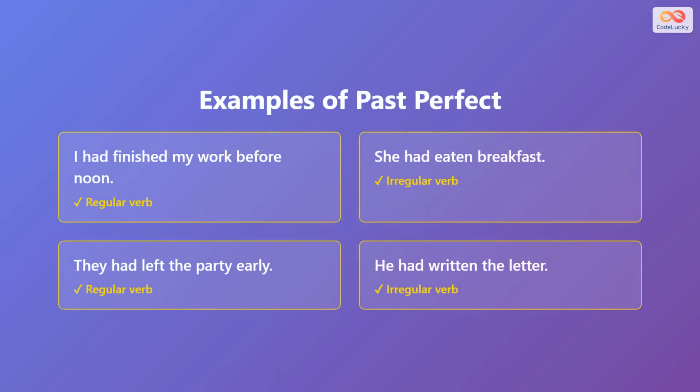Let's look at some examples. First, I had finished my work before noon. This is a regular verb. Second, she had eaten breakfast. This uses the irregular verb eat. Third, they had left the party early. This is another regular verb. Fourth, he had written the letter. This is an irregular verb. Notice that in all these examples, we use had followed by the past participle form of the verb.